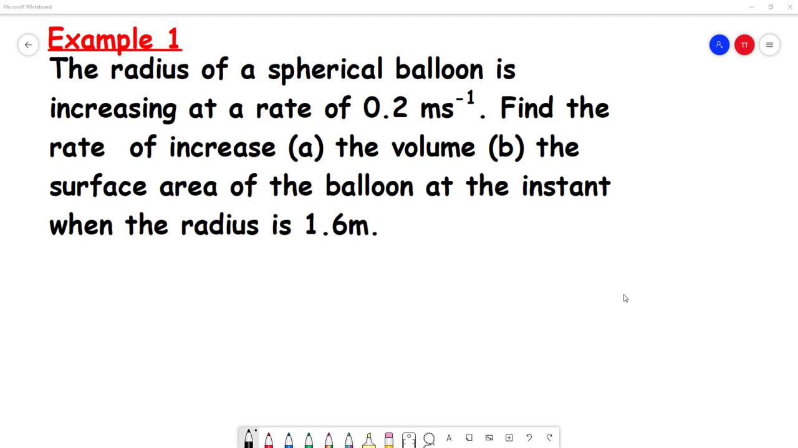In this video, we're going to go through related rates of change regarding differentiation. Now, this essentially involves the chain rule. So let's go through this question.